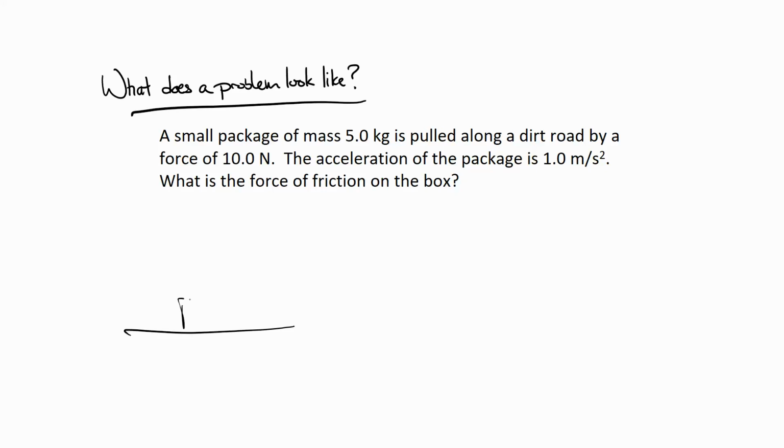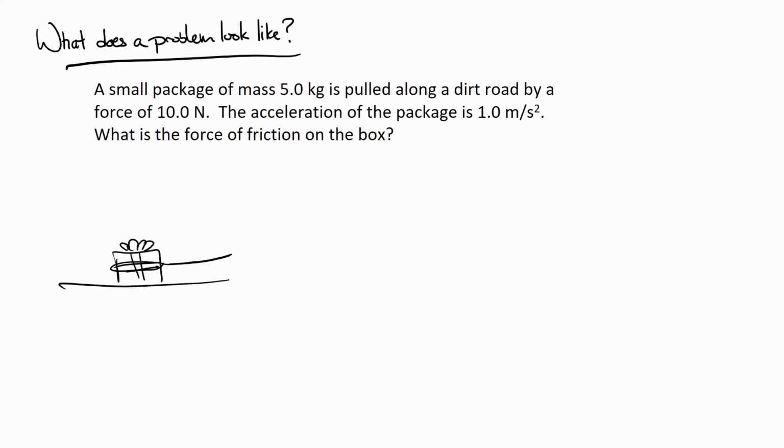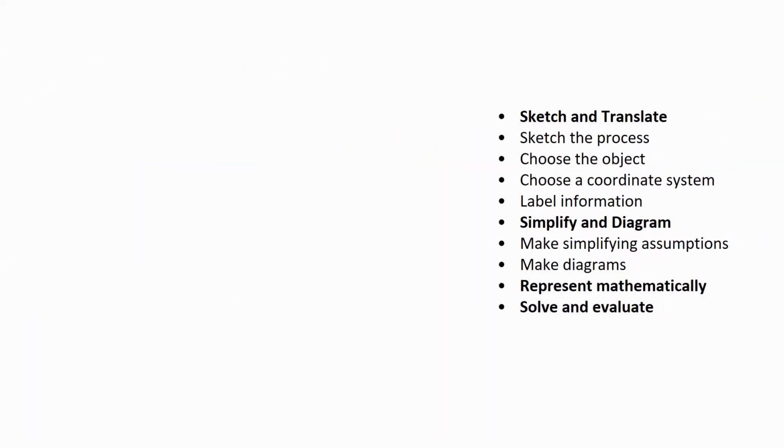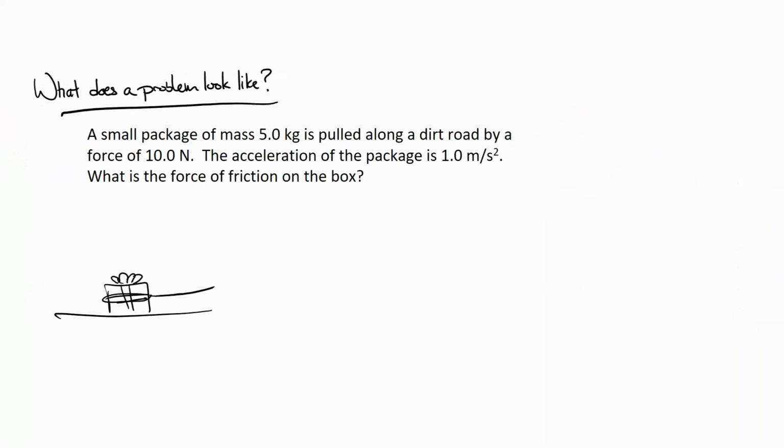So I've got a small package, has a bow on it, maybe. It's wrapped very nicely. Being pulled along a dirt road. I guess it's a small package, probably shouldn't be bigger than a person. I'm going to pull it by a rope. It's being pulled along a dirt road by a force of 10 newtons. All right, that seems nice enough. What else did I have to do? To choose the object and choose a coordinate system.